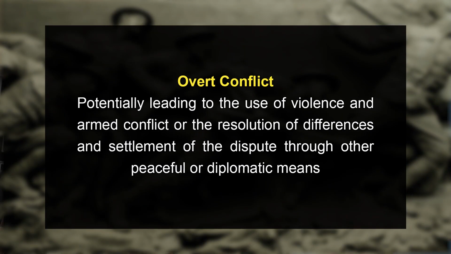This latent conflict can lead to the formation of organized parties or the adoption of the dispute by existing parties. When parties perceive that they are in conflict and the goals they are pursuing are incompatible, overt conflict can occur, potentially leading to the use of violence and armed conflict, or resolution of differences and settlement of the dispute through other peaceful or diplomatic means.